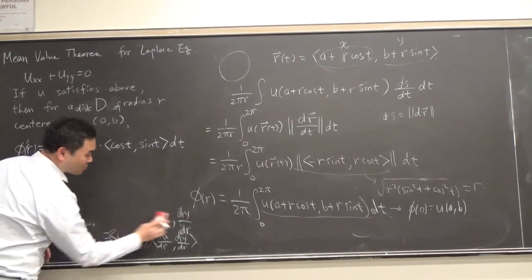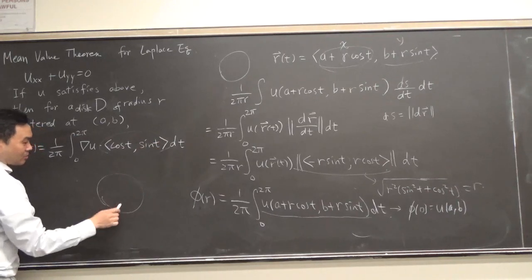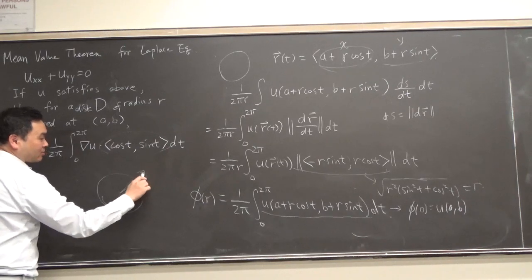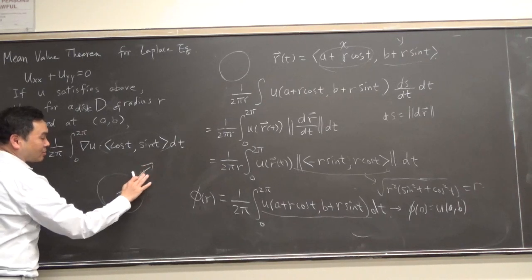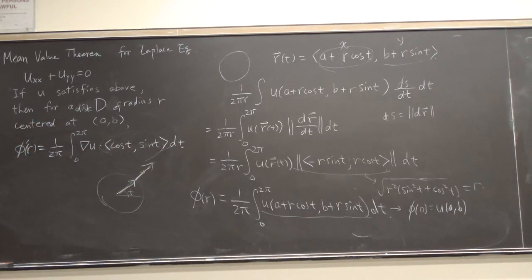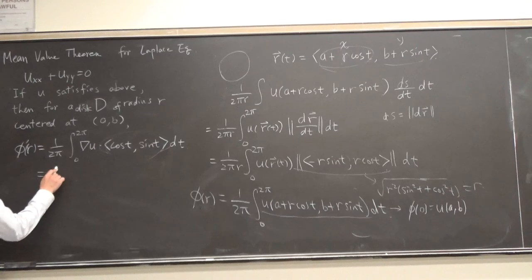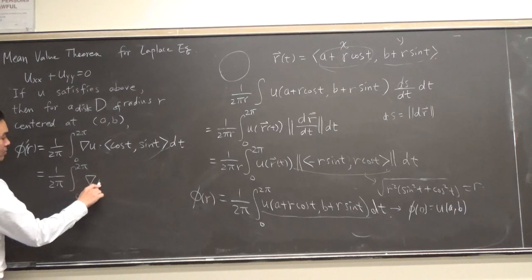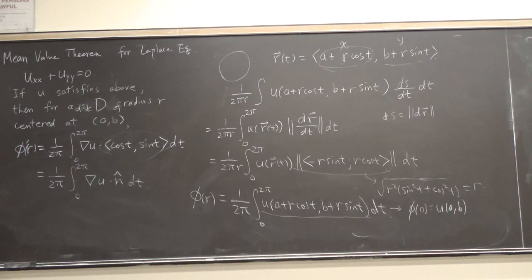But wait, what is this? This is exactly on a circle. At t, the outward normal vector would be exactly this vector. See, on the unit circle, this vector is same as this vector, right? So this is the outward unit vector. So now what you have is that this is going to be same as, right? Okay.